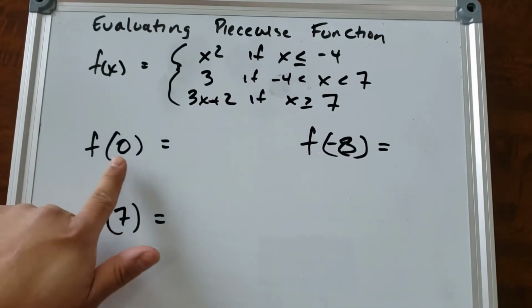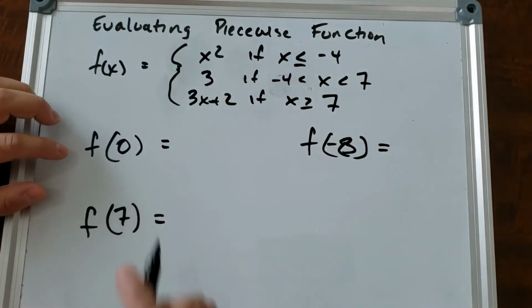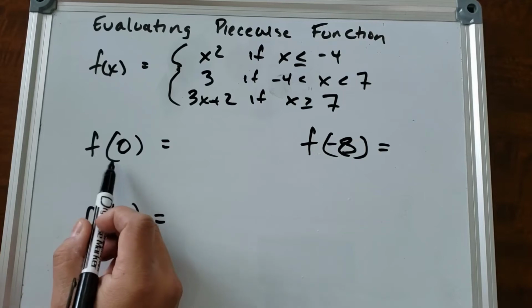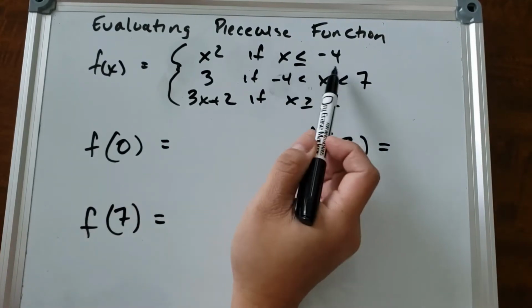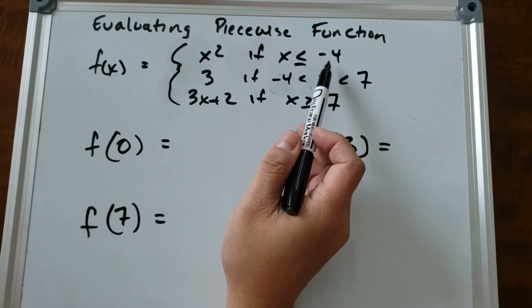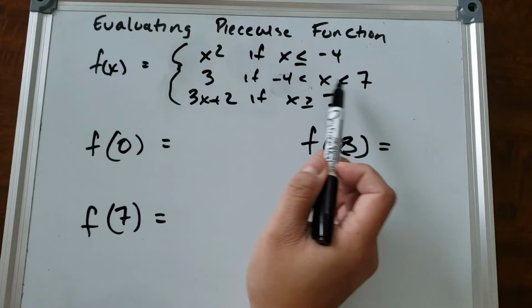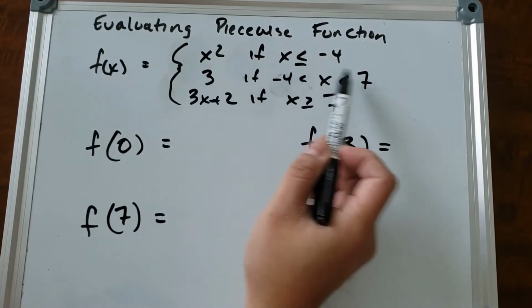So what we have to do is figure out, well, where does this x value lie? Is it here, here, or here? So this first one's asking what's f of 0? So you go to your function, is 0 less than or equal to -4? Well, no, it's not, right? It's bigger than that. Is it in between -4 and 7? It is. So that means we're going to use this middle function.